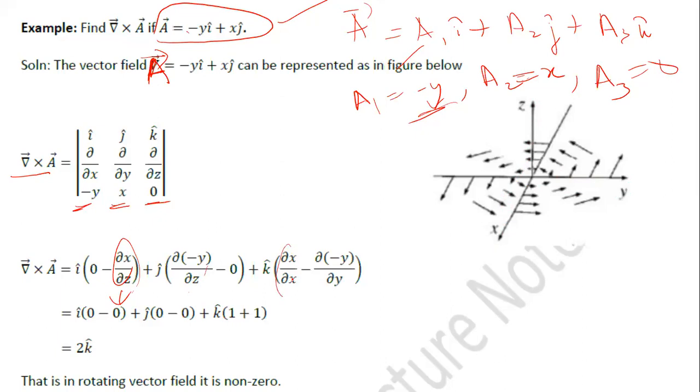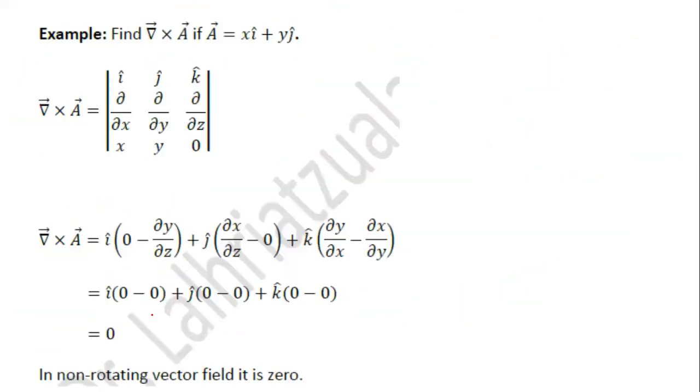But if you differentiate x with respect to x, you get 1. Differentiate y with respect to y, you get 1. Minus into minus is plus. So eventually what you are having here is plus 2k, right? So as you can see here, if you have a vector field which is rotating around in a space, the curl of that vector field is finite, or non-zero. The curl of the vector field is non-zero. Right.